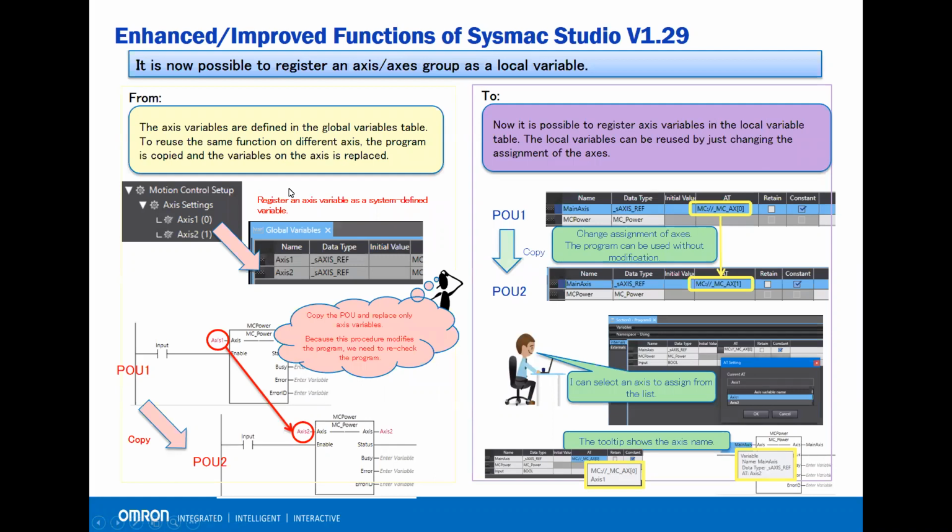In the previous version, the access variable was defined in a global variable table. To reuse the same function on a different axis, the program is copied and the variable on the axis is replaced. Now with Sysmac Studio version 1.29, it is possible to register the access variable in the local variable table. The local variable can be reused by just changing the assignment of the access.